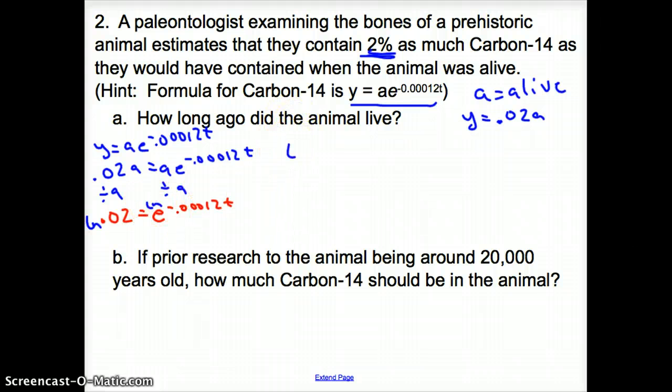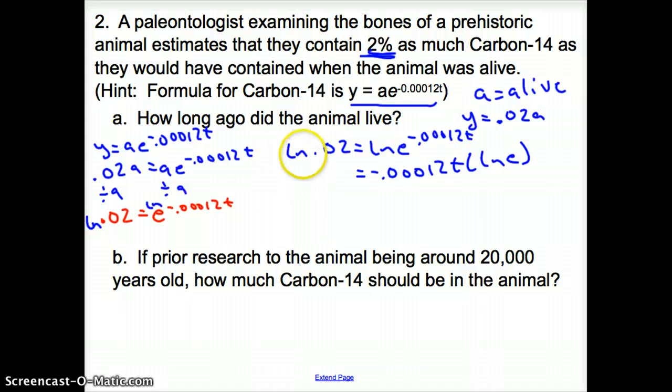When we take the natural log of both sides, we get ln 0.02 equals the natural log of e to the negative 0.00012t. The exponent comes down because of the power property of log, so it's negative 0.00012t times the natural log of e, and that equals the natural log of 0.02, which is a negative 3.912. Now, what does the natural log of e turn into?